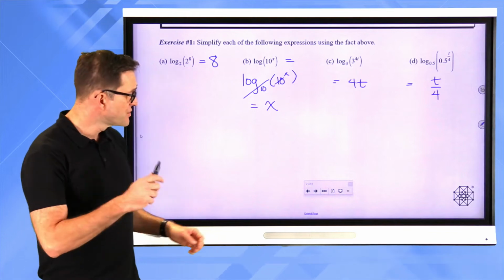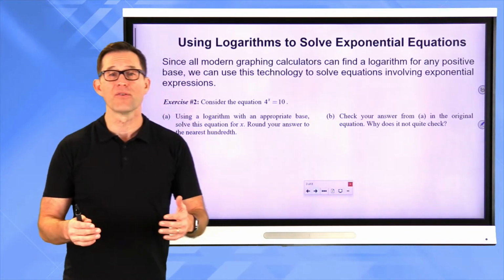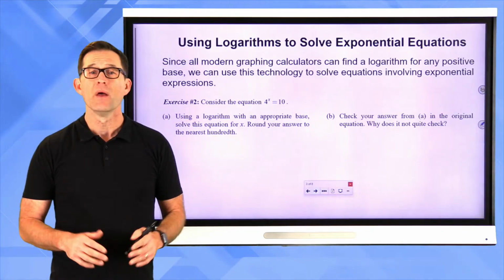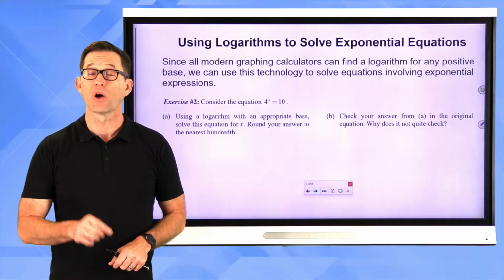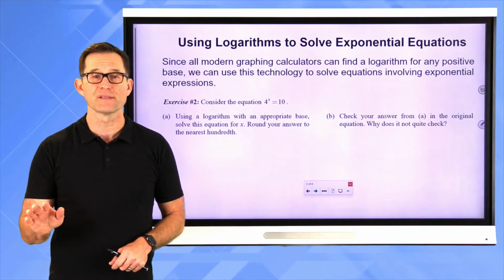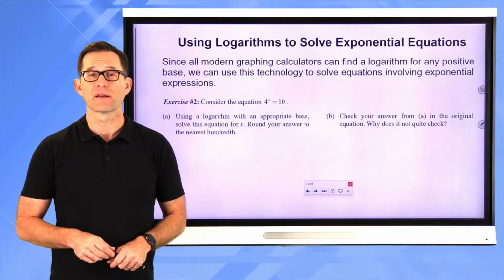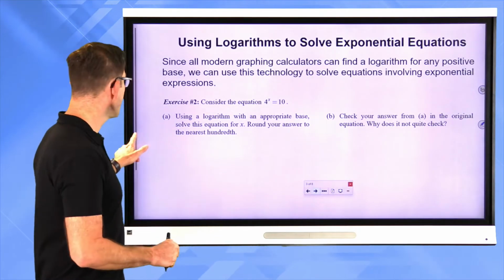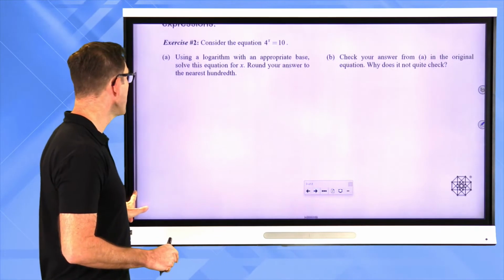All right, so now let's actually get into the weeds. Using logarithms to solve exponential equations. Since all modern graphing calculators can find a logarithm for any positive base, we can use this technology to solve equations involving exponential expressions. So let's take a look at a very, very simple one in exercise number 2.